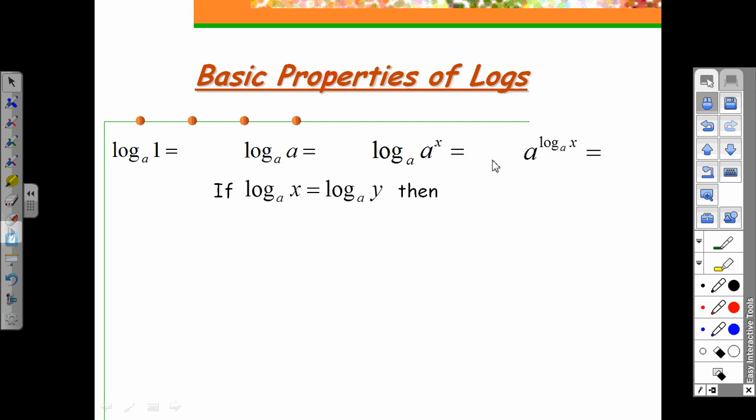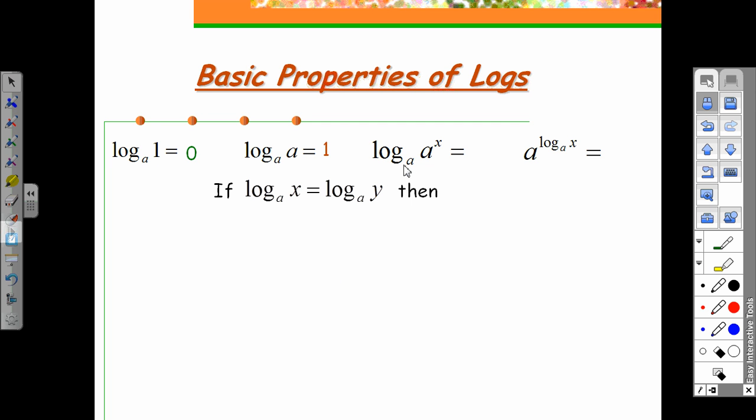There are 5 basic properties that you need to be aware of for logs, and this will make simplifying them a lot easier and faster. So we're using any old base a, as long as a is positive. So the log base a of 1 is going to give you 0. And by the way, you can test all these and see where they're coming from by converting them into exponential form. So a to the 0 should equal 1, right? Okay, so log base a of a, well, that should just be 1. A to the 1 equals a.